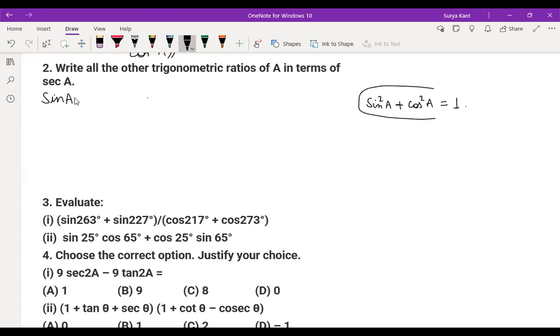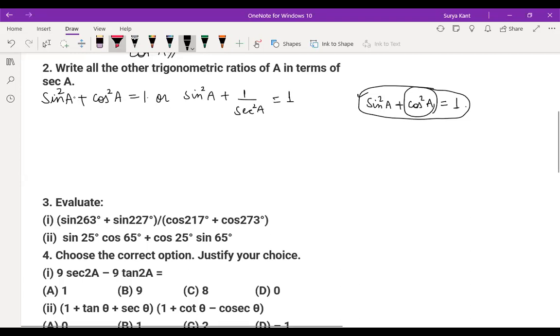Children, listen here. This is a bit complicated. You should think, then we will easily get it. Here we have to get sin A in terms of sec A. Sec A is the reciprocal of cos A. So sin square A plus cos square A is equal to 1. We have to convert this into sec square form. So we write sin square A as it is, plus 1 divided by sec square A is equal to 1. Anyone having doubt in this, children?